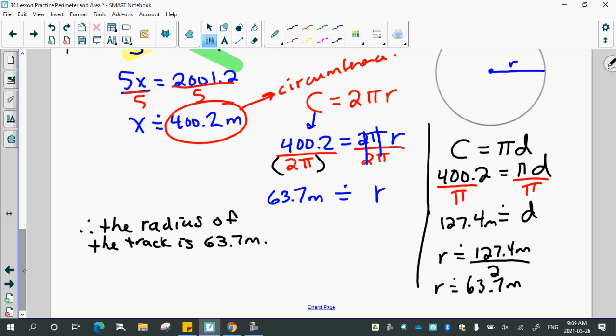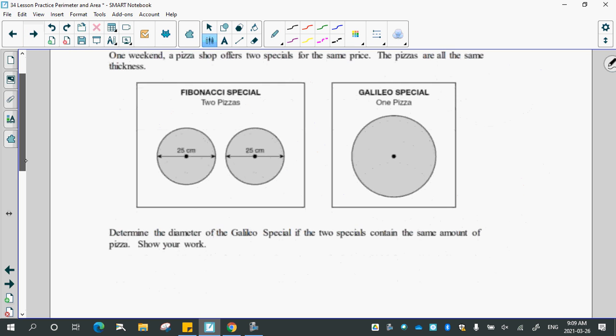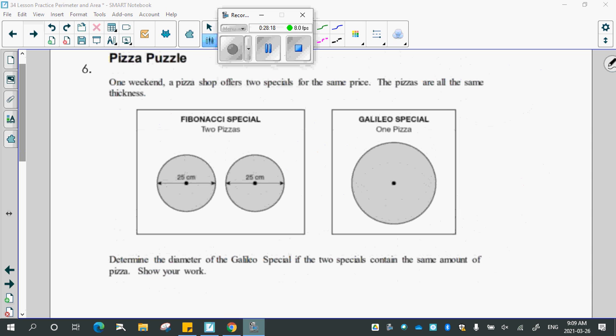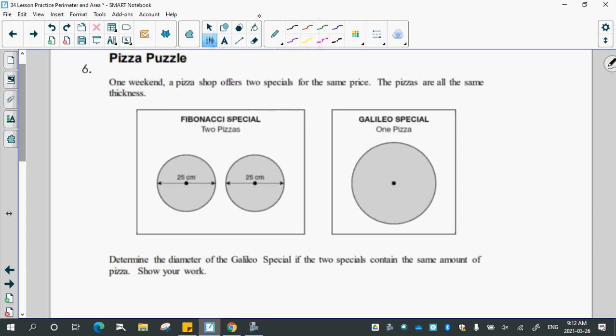All right, look at the next question and see if you can, this is a tricky one. Do you think this question is an area question or a perimeter question? Reese? Area. And what clue in the question told you it was area? It's talking about how the two specials contain the same amount of feedstock, which I thought was area.